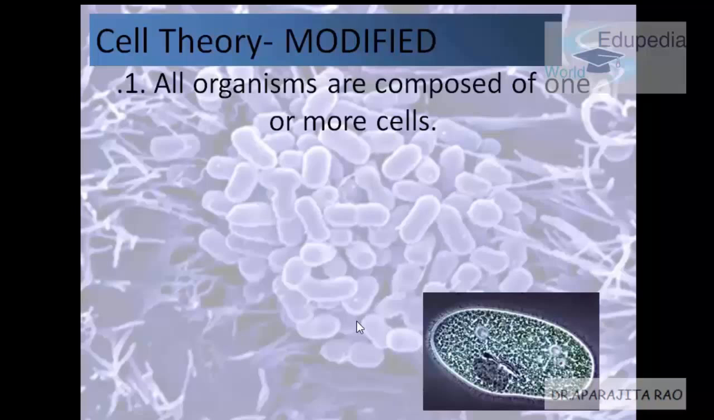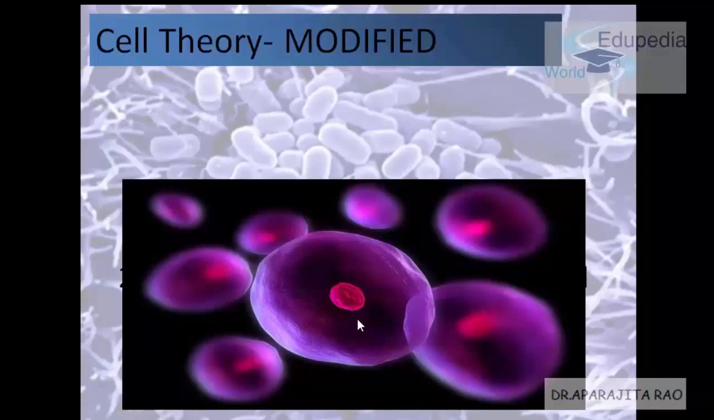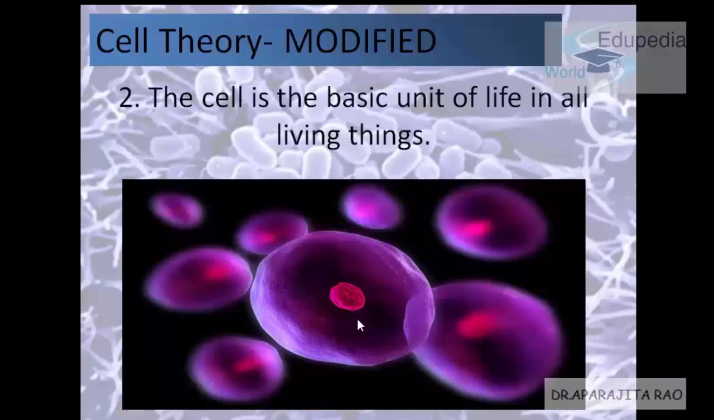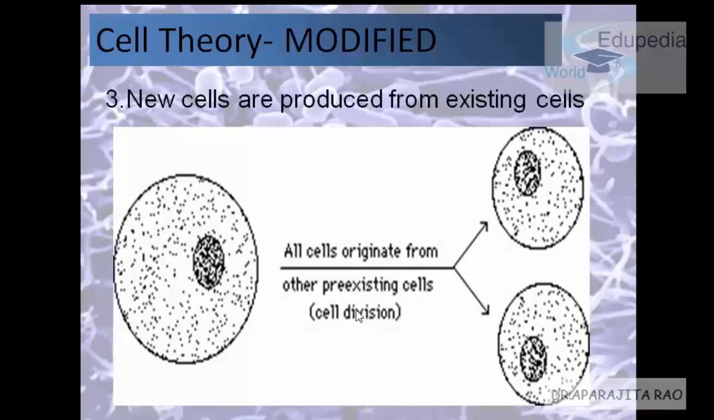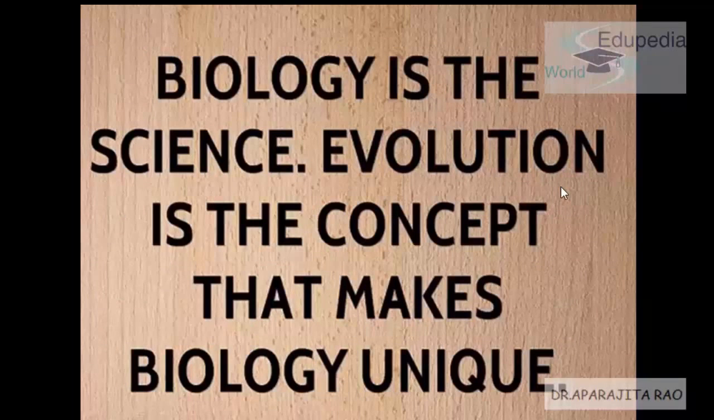First point was the same, that all organisms are composed of one or more cells. Second was also the same, that the cell is the basic unit of life in all living things. But the third new added point was new cells are produced from pre-existing cells. But then biology is a science and evolution is the concept that makes biology unique. Every single day we find out something new.